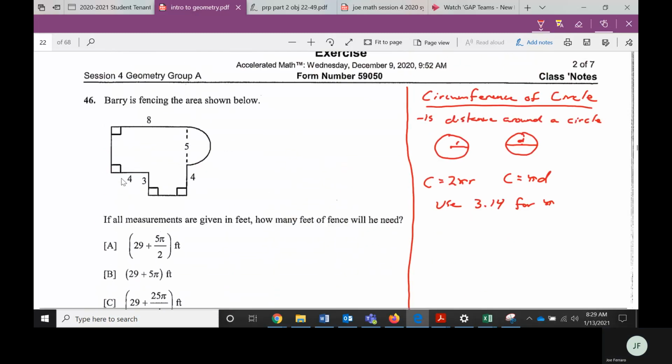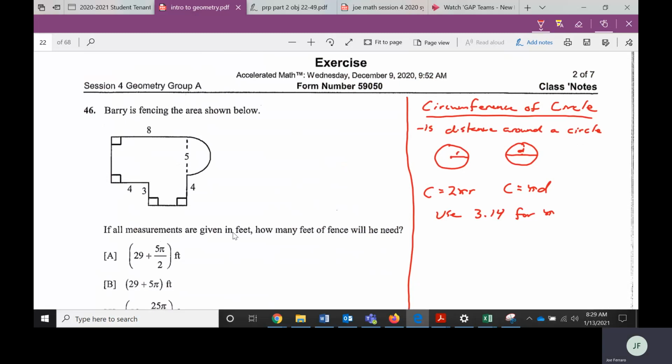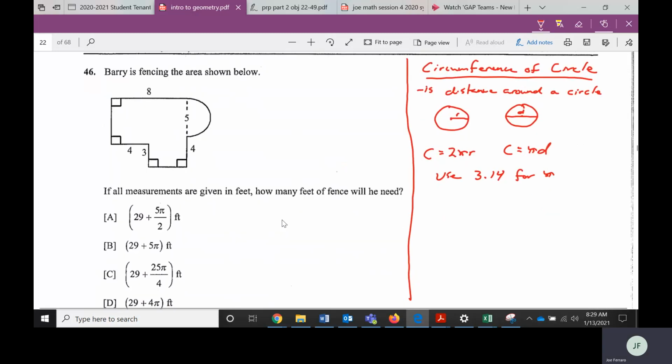2 left. One of the more difficult ones. It's not really difficult, but just a lot going on here. Okay, it says Barry is fencing the area shown below. If all measurements are given in feet, how many feet of fence will he need? Now, you see the answers have pi in them. I almost think this would be easier if they just asked for the feet and we just did the formula, but I'll show you it's not hard to figure this out, but it just can be different.